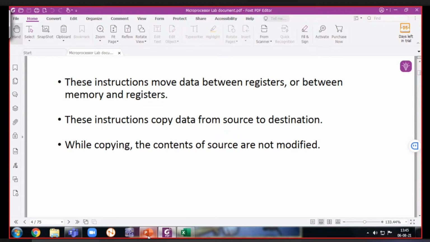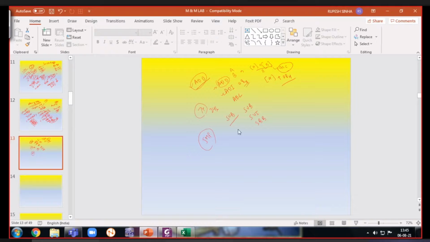So it means source to destination. Suppose I am writing, suppose I am writing MOV.